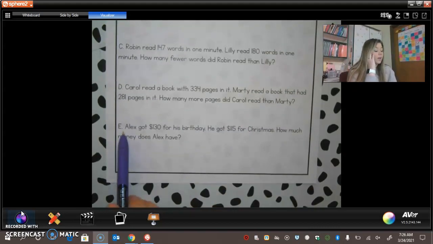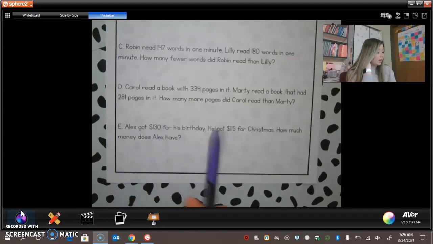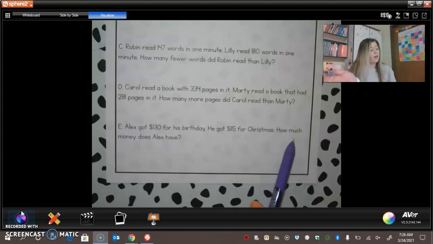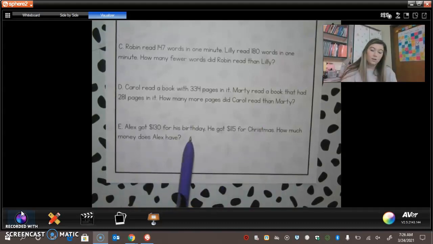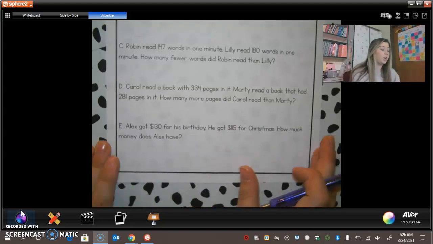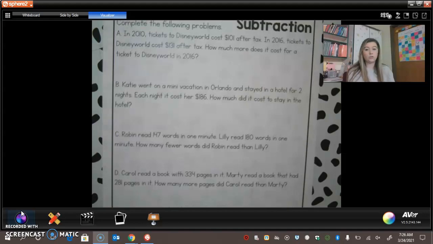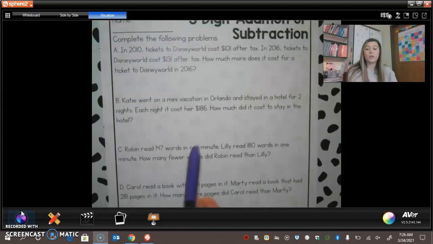E. Alex got $130 for his birthday. He got $115 for Christmas. How much money does Alex have? So we need to figure out how much money he has from his birthday and Christmas. When you're done, you can go ahead and make sure that your name is on it. Make sure that all of your work is shown for all these problems, or rewind this video if you have any questions about any of the problems, and check that your work is correct.